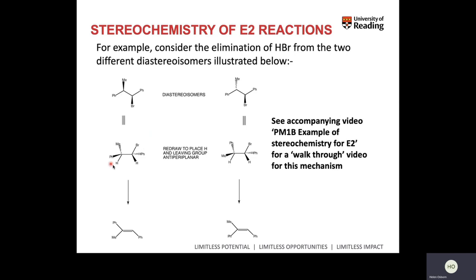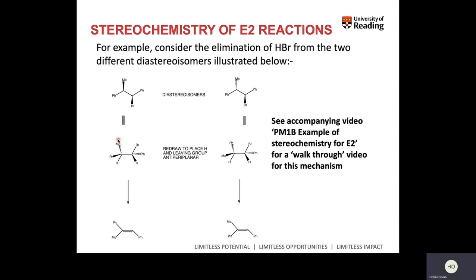And the stereochemistry here in this anti-periplanar arrangement is what will influence the stereochemistry here of the alkene. So for instance, if we were to look here, when our elimination occurs in the transition state, this phenyl here is pointing towards us, whereas this one here with the dashed bond is pointing away from us. So they are on opposite sides. So in our alkene, they are going to be on opposite sides.